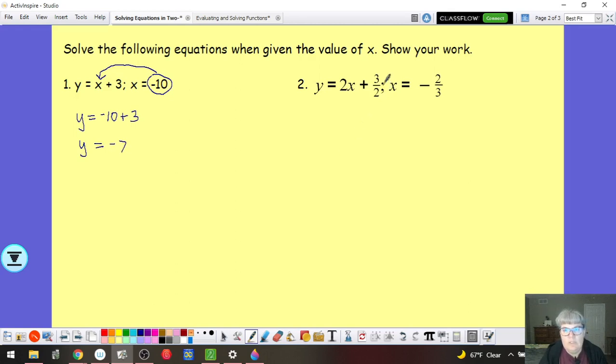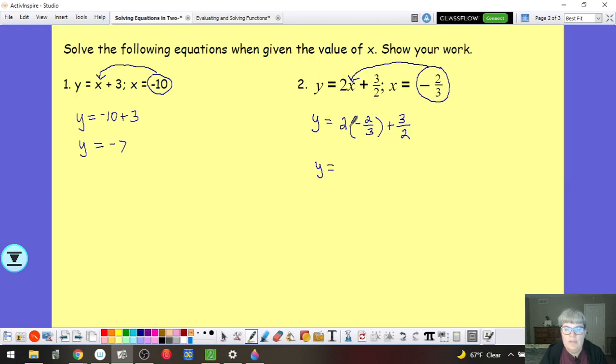In our next equation, we have fractions, and as we've been experiencing in class, not all of our problems are nice and neat with integers. So we're going to do the same thing here. We know that x is negative 2/3, so I'm going to take negative 2/3 and substitute it for x in my equation. So we have y equals 2 times negative 2/3 plus 3/2. Now, order of operations tells me that I need to multiply 2 with negative 2/3 first.